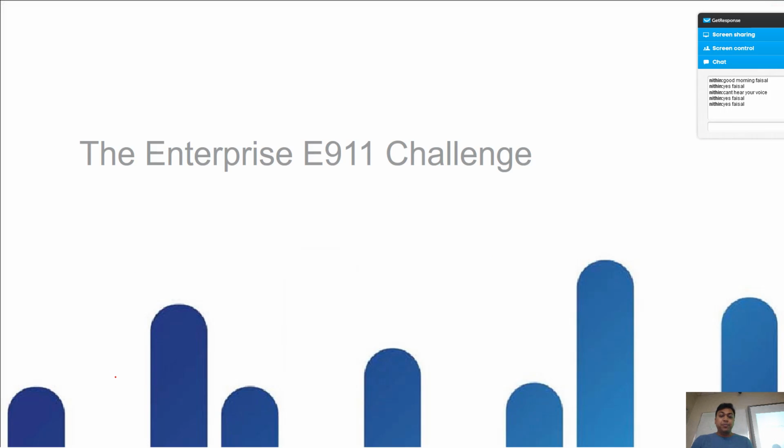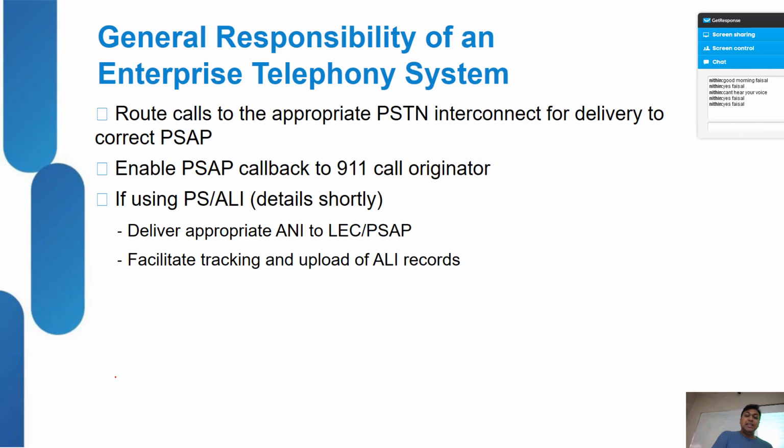Now in Enterprise 911 or E911, corporations are responsible for routing the call to the appropriate PSTN to deliver the call to the correct PSAP. It enables the PSAP to call back to the 911 operator, and if the ALI databases are used, then it will deliver the ANI to the PSAP server with the proper information.